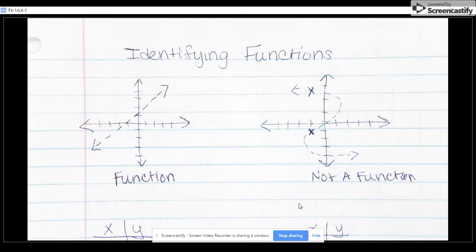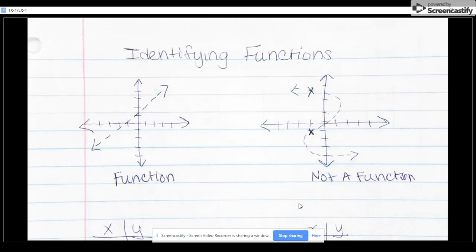Identifying functions on a graph is very easy with what is called the vertical line test. It is a test to determine if a graph is a function or not. To do this, you want to place a vertical line, like your pencil, and run it across the graph from side to side. If the line crosses more than once at any point, it is not a function.